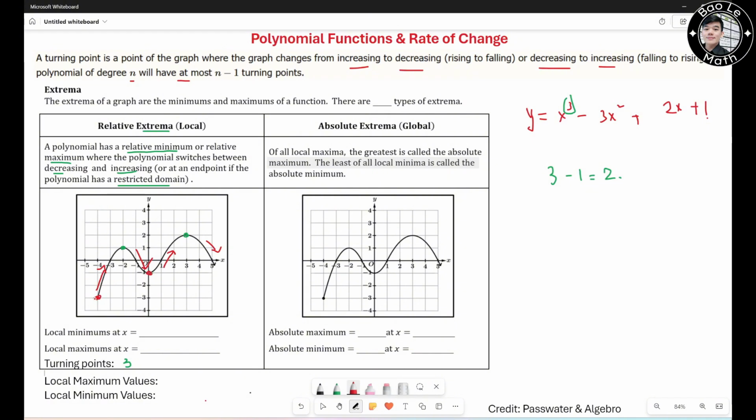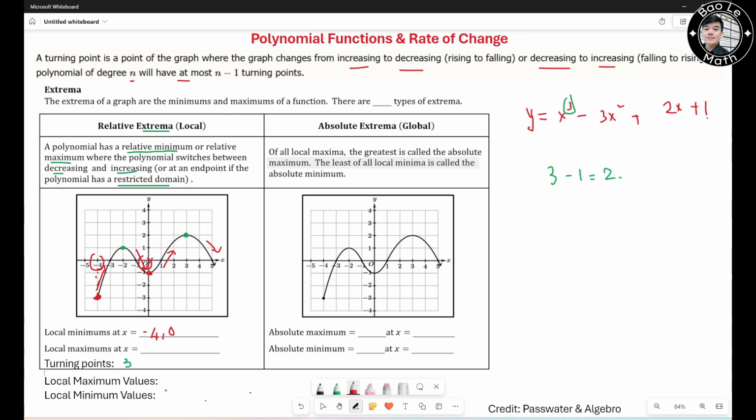These are lower points, right? So local minimums at x equals negative 4, right? When you project that, we see that x equals negative 4, and the second point right here, x equal to 0. So negative 4 and 0.